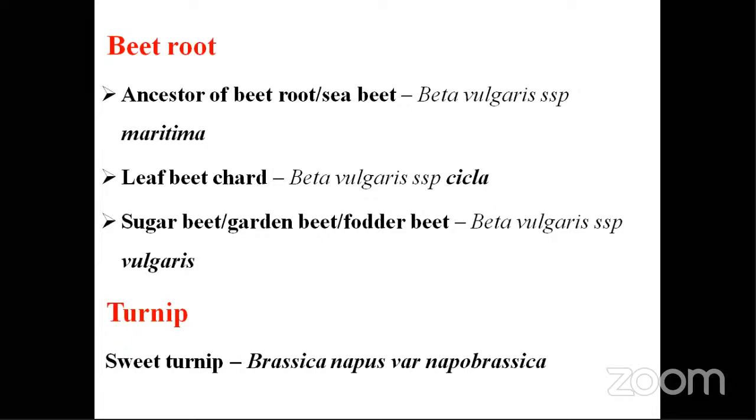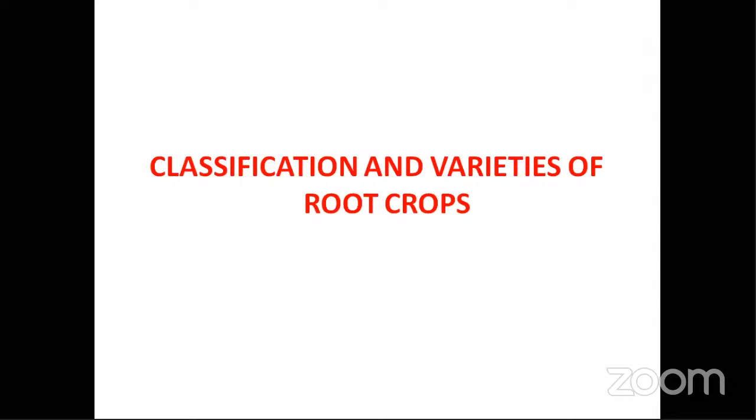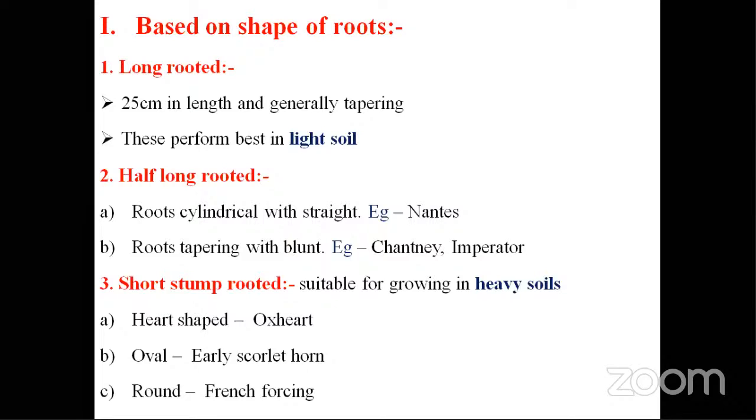And next, the turnip, the sweet turnip, variety Napo brassica, which we generally call Brassica napus. The classification and varieties of root crops, firstly the carrot. Based on the shape, these kinds of questions are important in written questions of ARS kind of exams. Classification of vegetables, classification of carrot, classification of cabbage, these are generally 2-mark questions that they will ask in exams.